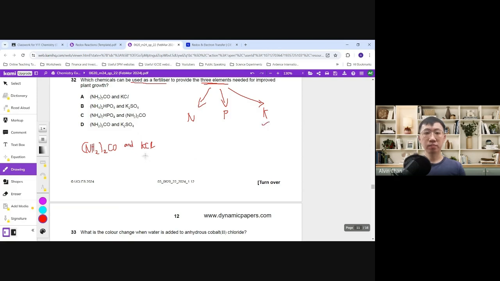What else? N. Got P or not? Play the game. Nope. So I think we cross out lah. Okay, we crossed out, because must have 3 elements. Okay, B. K got, T got, N got.